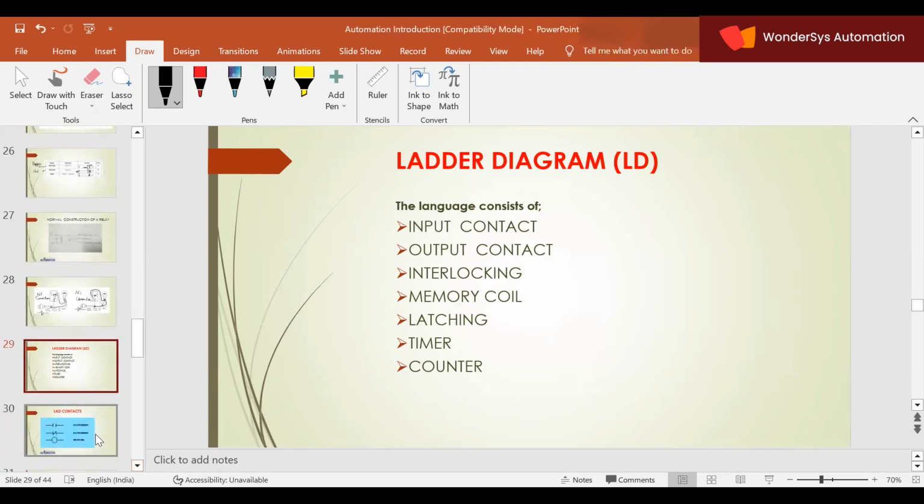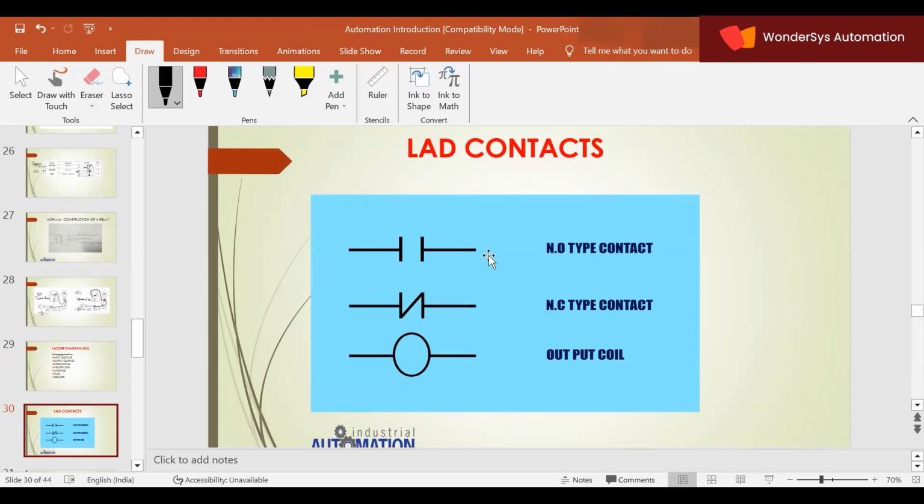Now this is how NC and NO contacts look. This is a NO connection. This is an NC connection and this is the output coil. I'll share this PPT as well. So don't forget these symbols. These are really important. This is how we'll indicate NC and NO connections.